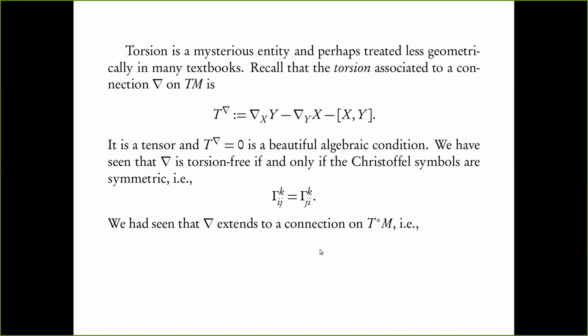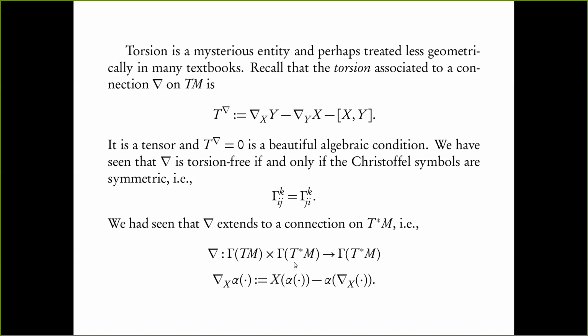Right? So basically we said that if you have a connection on TM, you can extend it to a connection on T star M and higher order tensors as well. Okay, so this is how it was defined. A connection on T star M is simply going to be, you should be able to covariantly differentiate a section of T star M, which is nothing but a smooth one form, along a vector field X. That's what a section of TM is. So you should be able to differentiate one forms along vector fields, and that should be producing another one form.